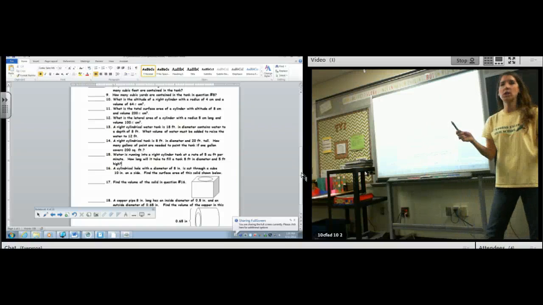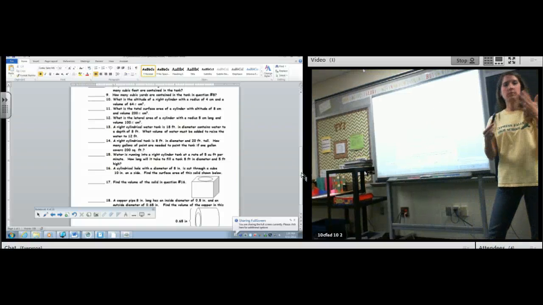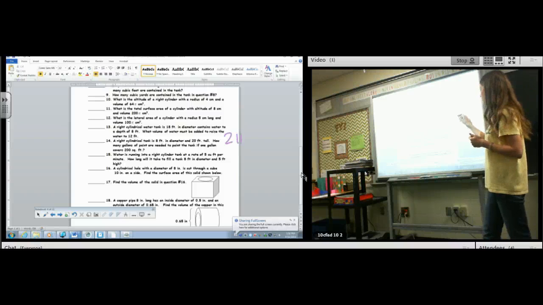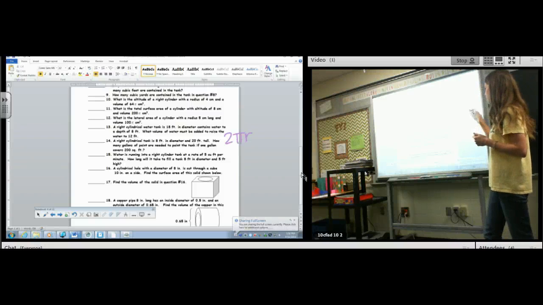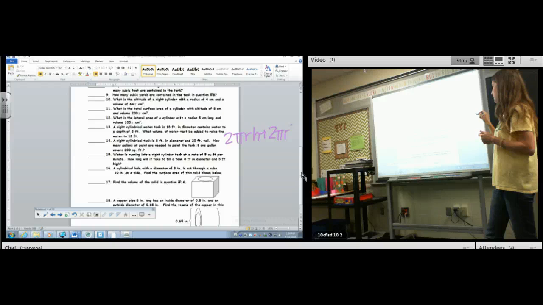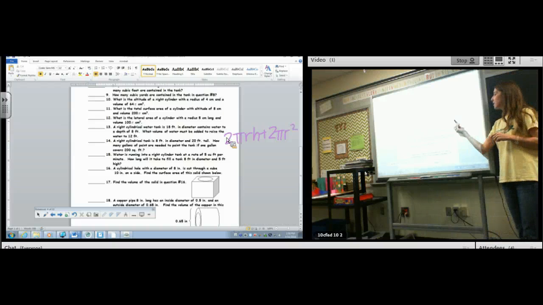Formula. Always start with the formula. 2 pi r squared, or no, 2 pi r h, plus, whoa, LA plus 2 bases. It's got a top and a bottom. We okay? So what do we need?